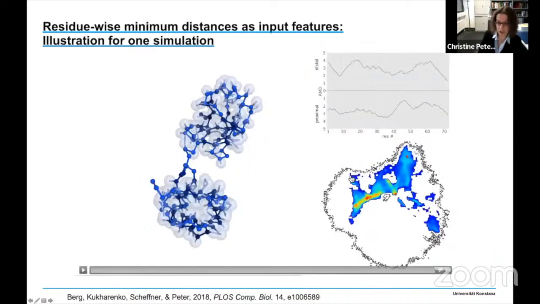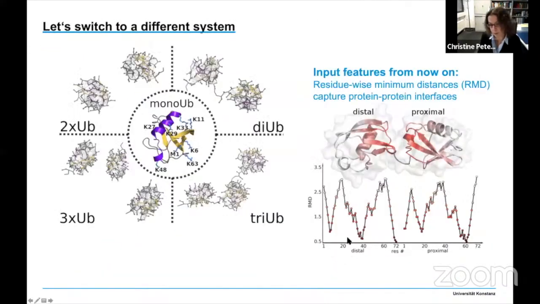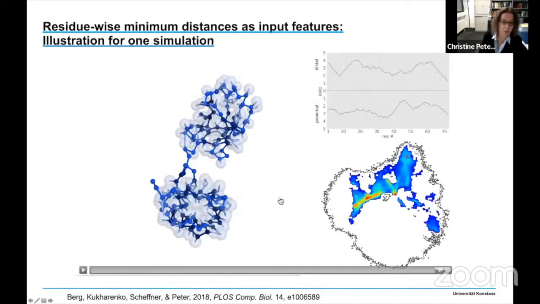Which means that for a, oh, sorry, I apologize. That was too quick. For a diubiquitin, which has twice 72 residues, that gives us a 144 numbered vector, which describes these protein-protein interfaces. So these were our input features, these residue-wise minimum distances. So of course, if you have now triubiquitin, you will need residue-wise minimum distances between subunit 1 and 2, subunit 2 and 3, and subunit 1 and 3, which makes it a bit more complicated.